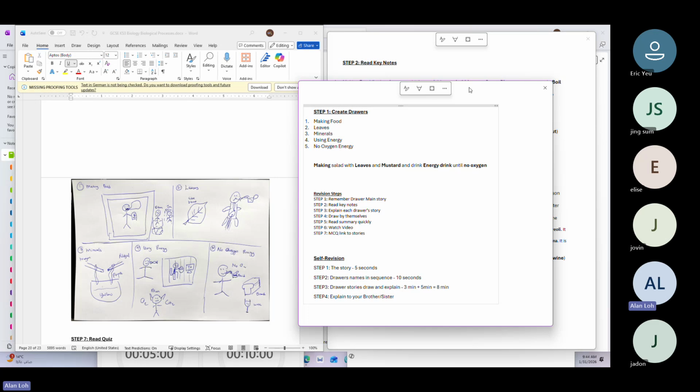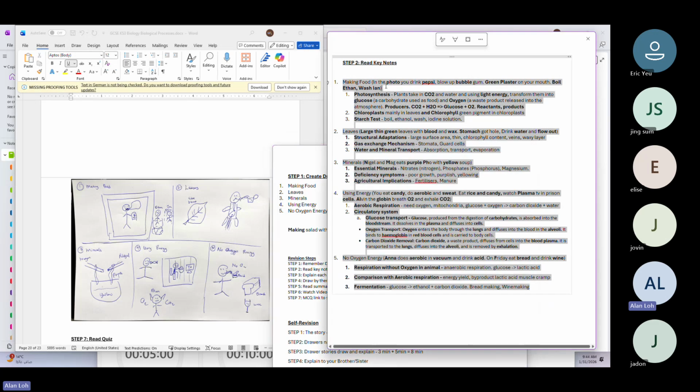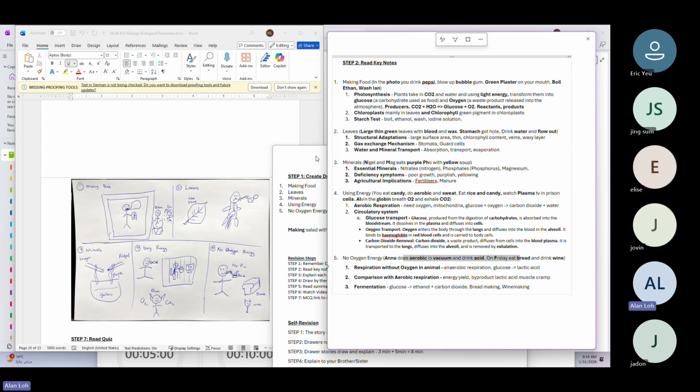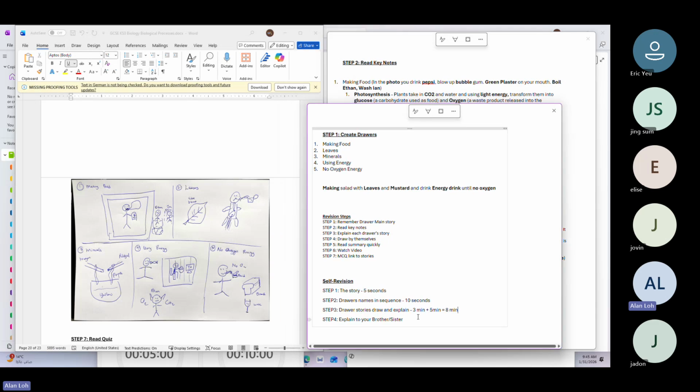Right. Explain the drawer story is explaining this one. This one in the photo, large, this one, and you eat candy in the prison cell, and this thing. This is also very easy, right? You just need to remember this. So let's take 8 minutes. I think 8 minutes is too long, but it's fine.